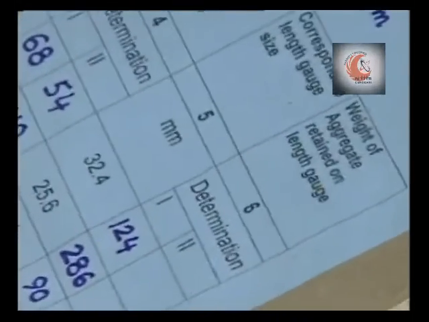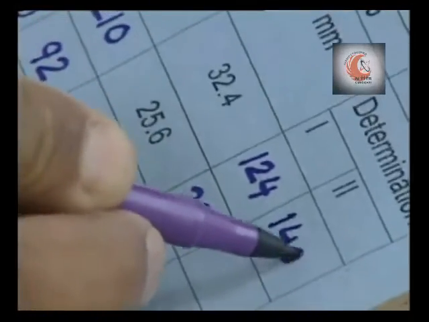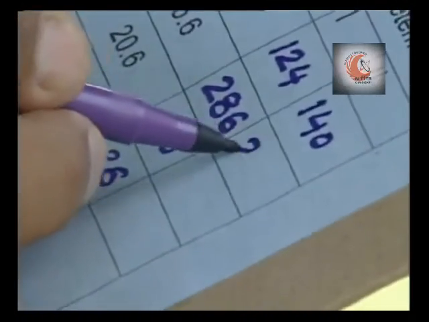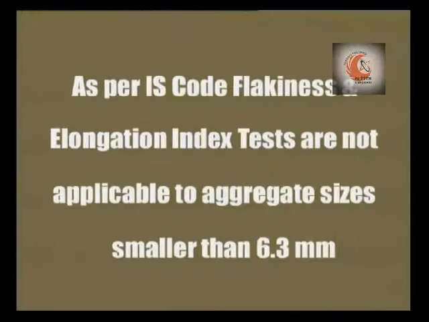Similarly, the elongation index of aggregate for second sample from the same lot is measured. The average of two values obtained is reported as the final result. As per Bureau of Indian Standard Code, flakiness and elongation tests are not applicable to aggregate sizes smaller than 6.3 mm.